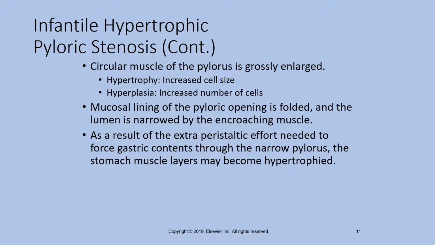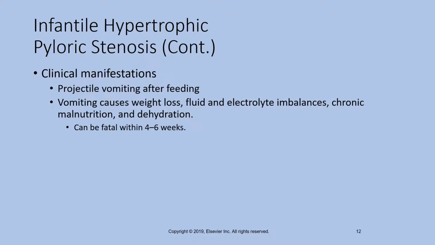So the circular muscle of the pylorus is grossly enlarged, hypertrophied in size, with the mucosal lining, pyloric fold, and lumen narrowing, encroaching on it. As a result, there is a peristaltic effort needed to force gastric contents through the narrow opening. So it's really a stenosis by hypertrophy, whereas most stenosis in adults is caused by injury or scar.